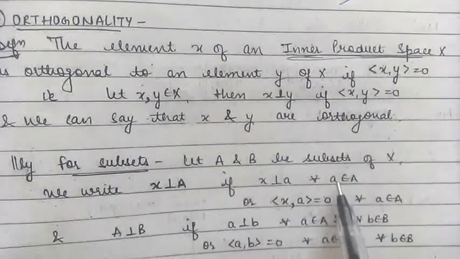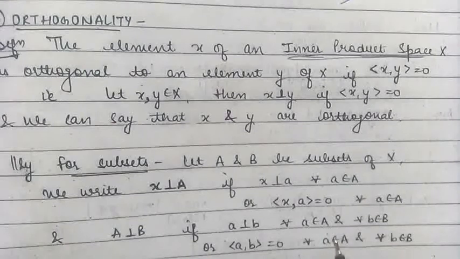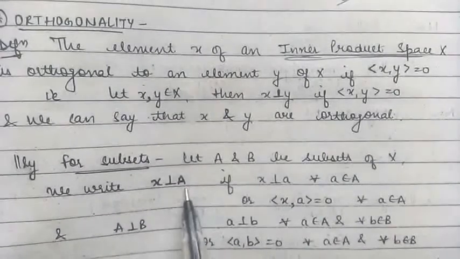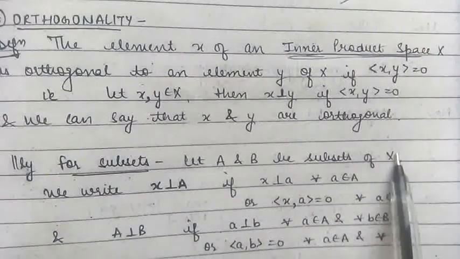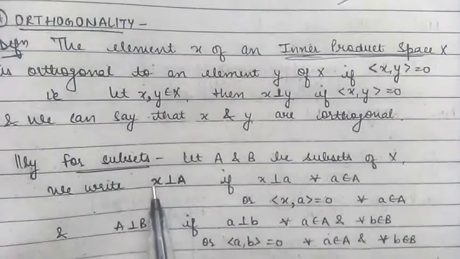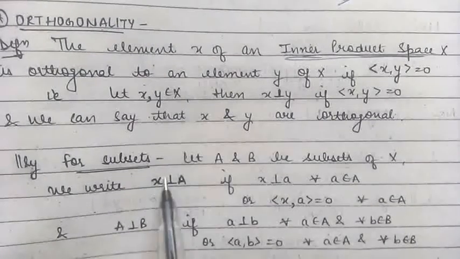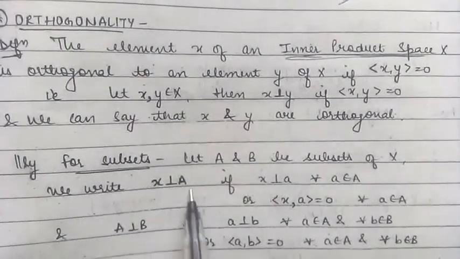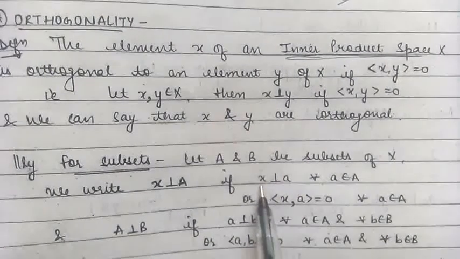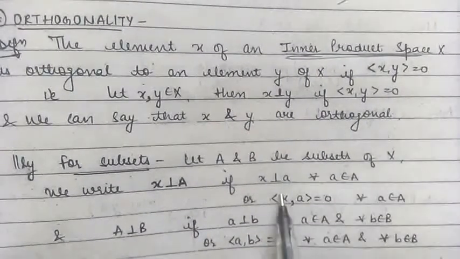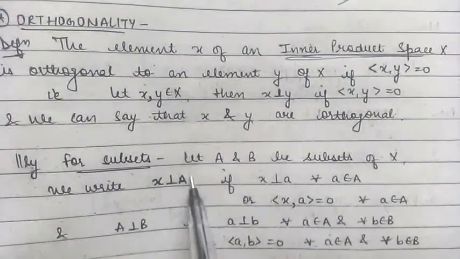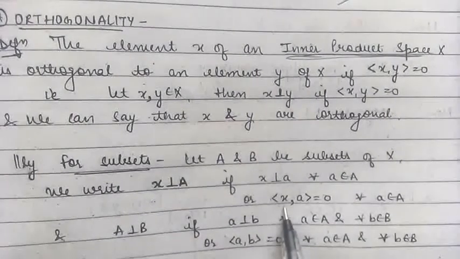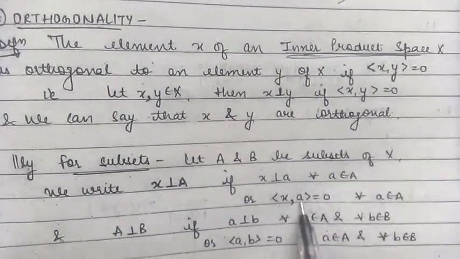In the same way as we have defined the orthogonality of two elements, we can define the orthogonality of an element and a set. If we take A as a subset of the inner product space X and we take an element x, then we can say that x is orthogonal to the set A if x is orthogonal to every element of the set A. That means the inner product of x with every element of the set A is 0.